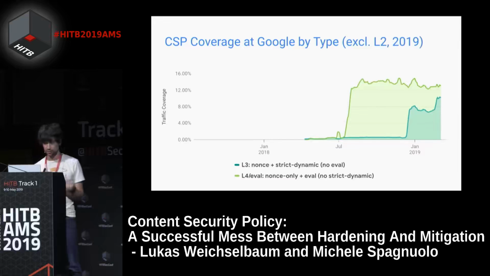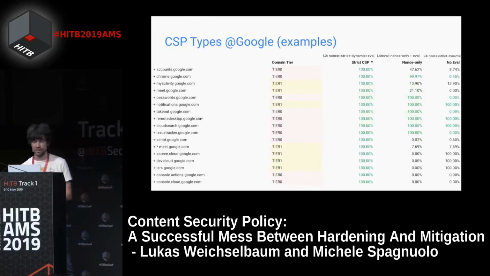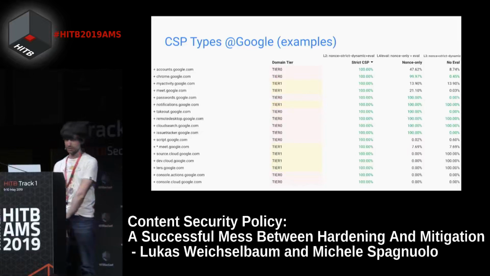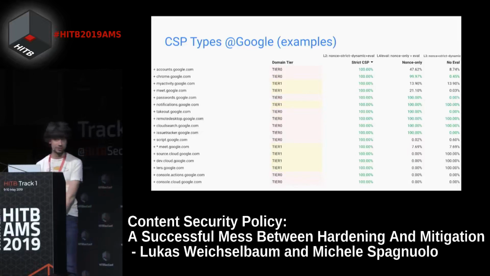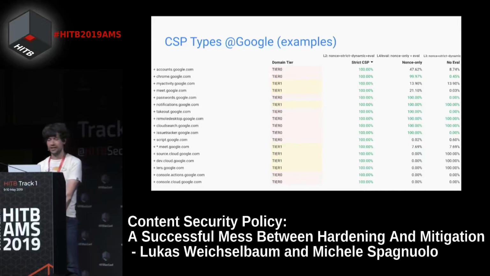And here is a zoom. We have a little more than 10%, maybe now it's 15%, nonce plus strict dynamic without evil and nonce only. Here are some domains to show you. We are at 100% coverage of CSP on very important domains. Accounts.google.com, that basically keeps your Google account secure. Chrome, that can install extensions in your browser, and other sensitive domains. Okay, so these are very high traffic. They're very complex services.